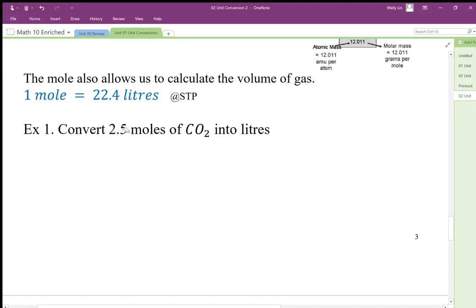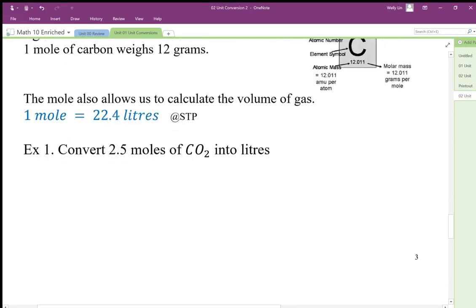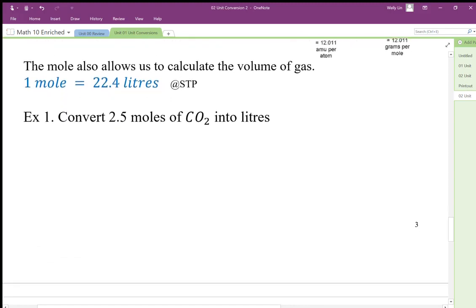So here I have 2.5 moles of carbon dioxide gas, and I want to convert it to liters. I don't need to worry about the number of particles, because I've been told the amount in moles. And I don't need to worry about the mass, because we don't need to worry about mass when we're talking about just liters, not for now anyways. So I'm going to have 2.5 moles of CO2.